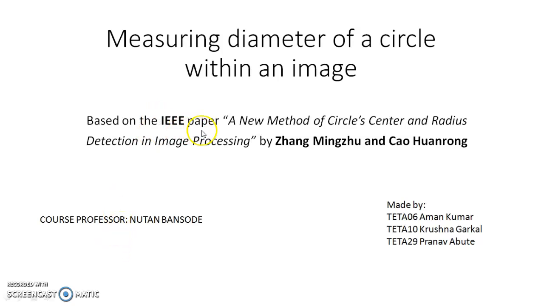We found a very good paper named A New Method of Circle Center and Radius Detection in Image Processing by Zhang Mingzhu and Kyo Hornrock. We are a group of 3 people: Aman Kumar, myself Krishna Garkar, and Navabhita. We are guided by Nutan ma'am. So let's go ahead and see.